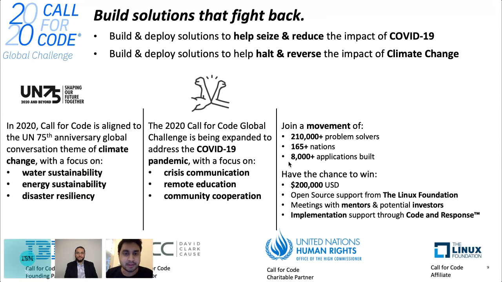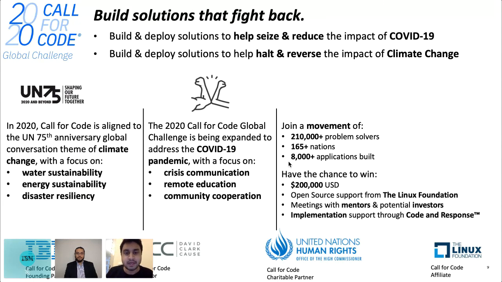And this year's iteration started back in March, if I recall correctly. Back then, our focus for the competition was around climate change. So basically, how can you get developers to create solutions that help mitigate the effects of climate change? And that's still a challenge that we're doing. There are 3 focus areas within that challenge: water sustainability, energy sustainability, and disaster resiliency.